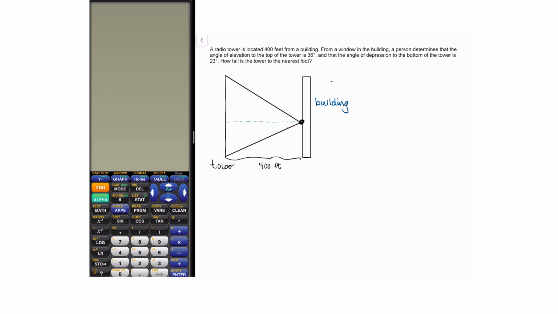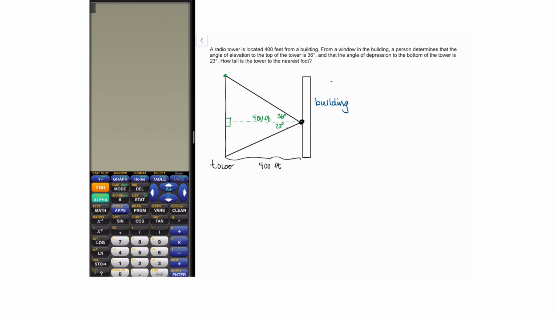As you can see, the distance between the tower and the building horizontally is 400 feet. You notice I drew a dashed line here, and that is also 400 feet. We know that the angle of elevation to the top of the tower, this angle right here, is 36 degrees, and the angle of depression to the bottom of the tower is 23 degrees. Now, that big triangle itself is not a right triangle, but using that horizontal, we really have two right triangles. So I'm going to draw two right angles there.